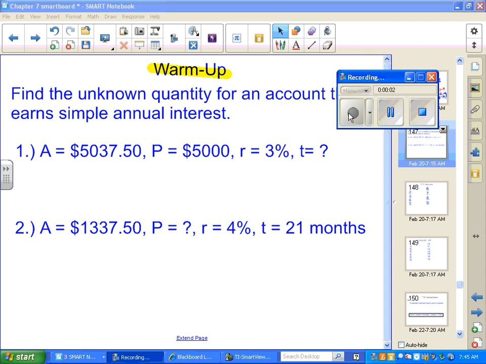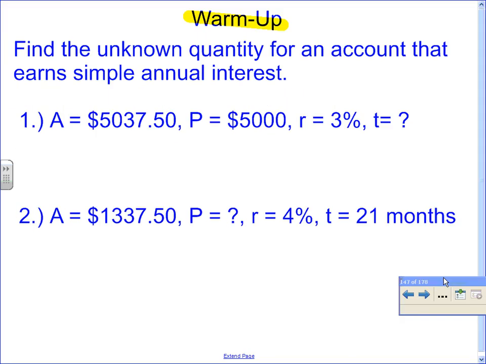Okay, so we're still going to talk about interest today, but we're going to move on to compound interest. We'll talk for at least 20 minutes about what it is, how to use the formula, as well as how it's different. Your Chapter 7 test is definitely going to be Monday.